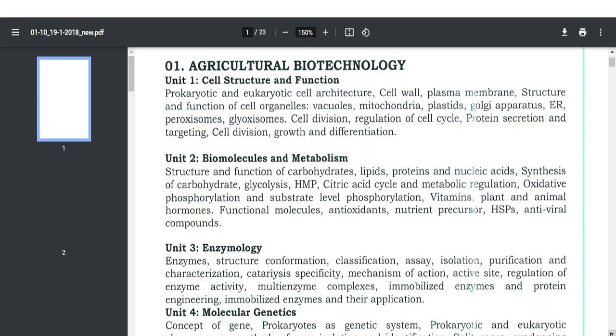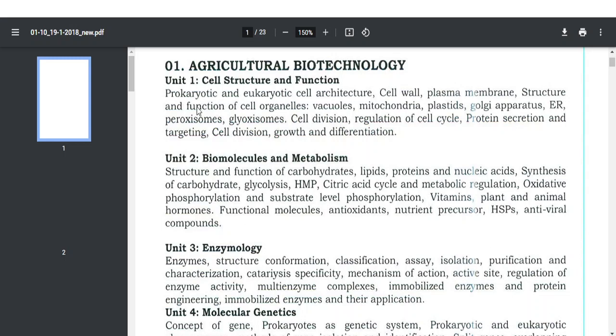In the video I'm going to tell you which topics are important, where you need to prepare and how you need to prepare. First is unit number 1, which is cell structure and function, which is just similar to unit number 2 in your CSIR syllabus.